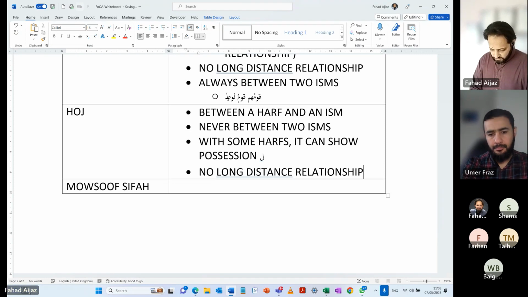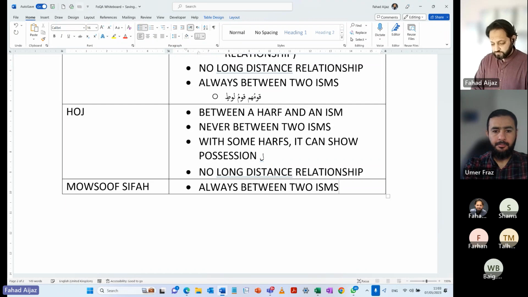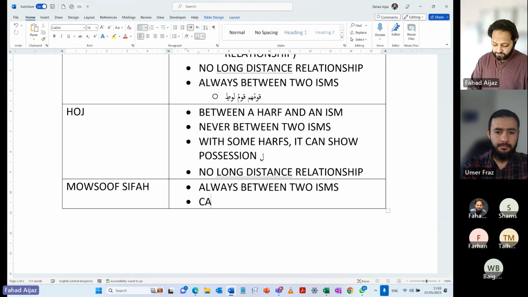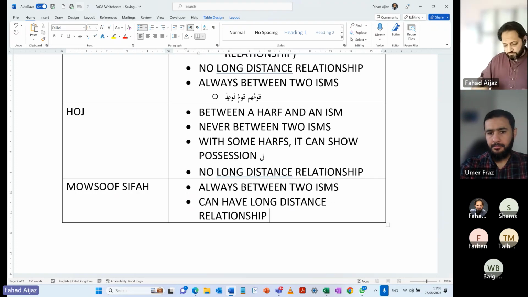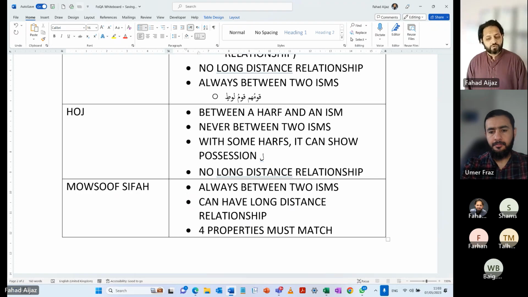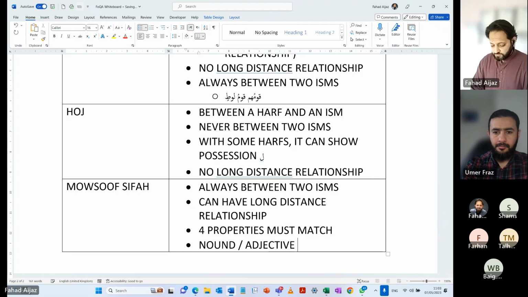Okay. Now, mawsuf sifa, always between two isms. Okay. Can have long distance relationship, meaning a mawsuf and sifa may have a few words between them. Four properties must match. Okay, it's basically a noun adjective relationship.